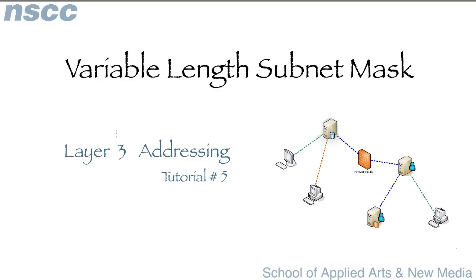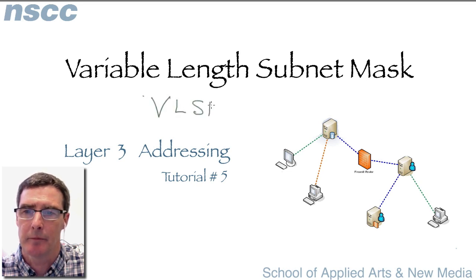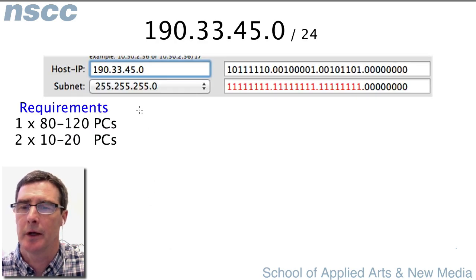Last tutorial, we created subnets that each had the same size. That is, they all had the same number of host bits in their addresses. In this tutorial, we look at creating subnets of different sizes. You may hear the term variable length subnet mask, or VLSM, when referring to this type of addressing. So let's quickly get into an example.